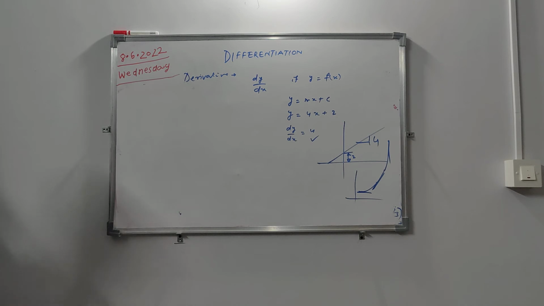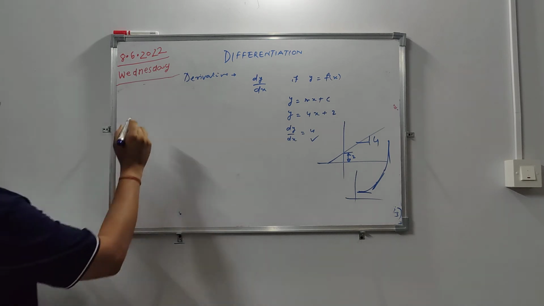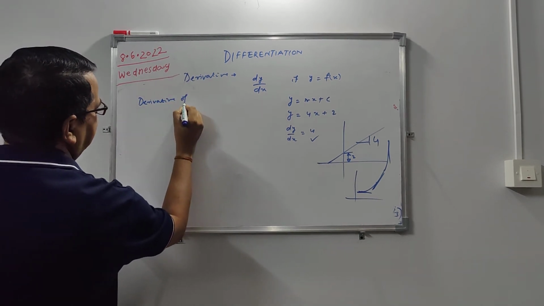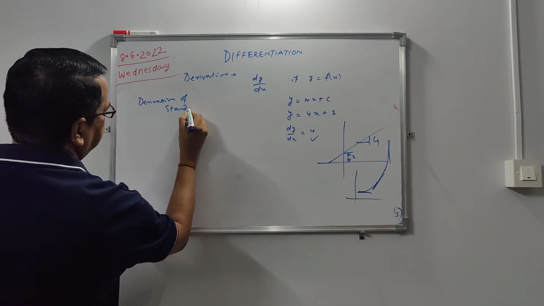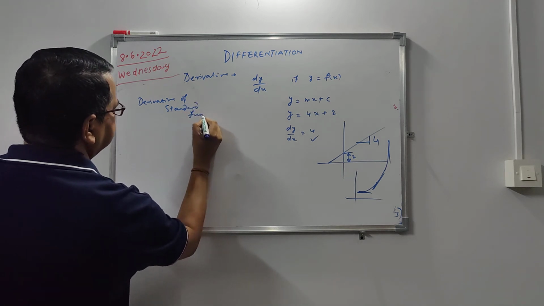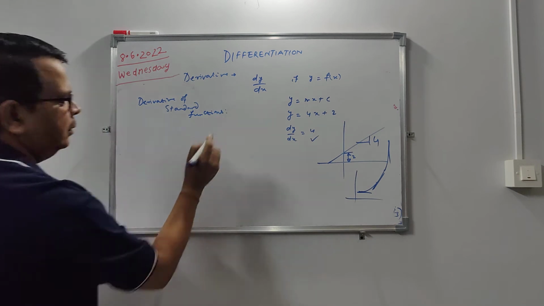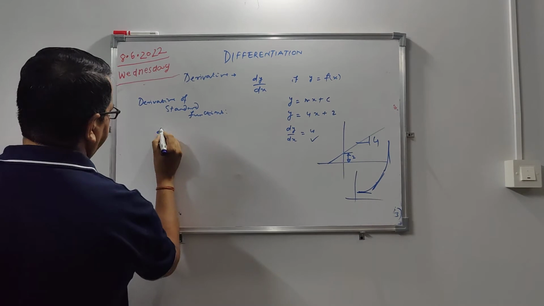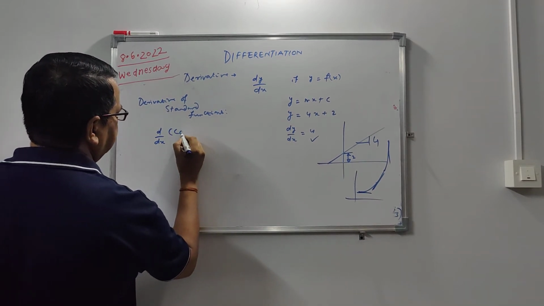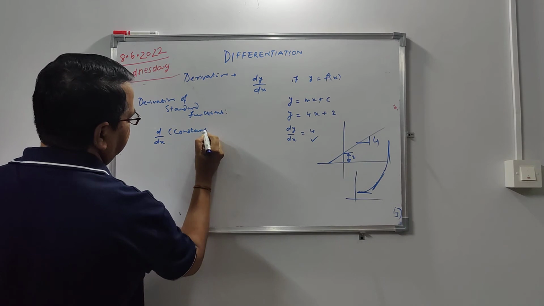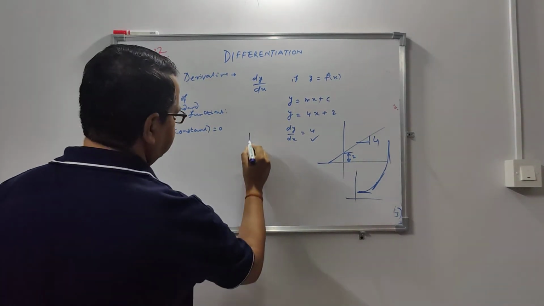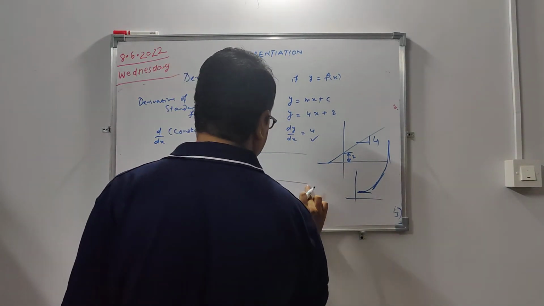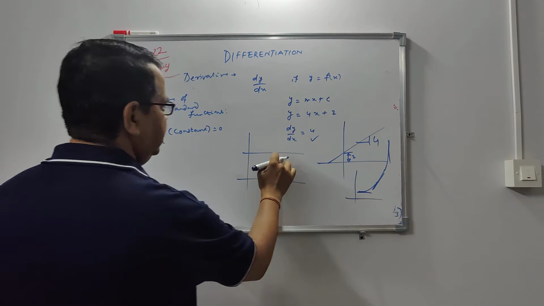Then, derivative of some standard functions that you should always remember. We know the derivative of a constant is equal to 0. Why? Because a constant means this line, and its slope is 0.